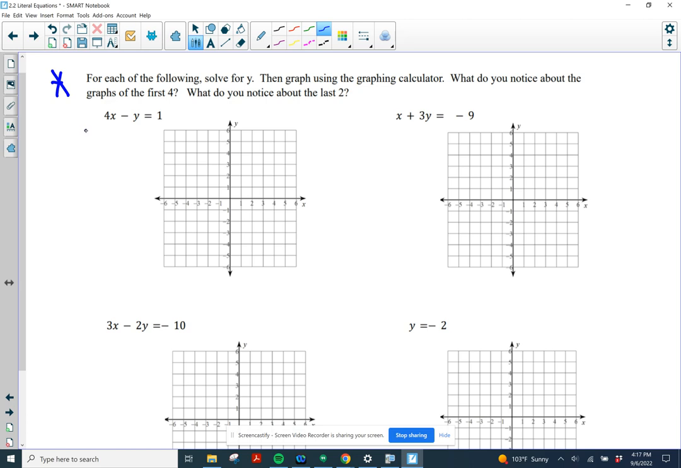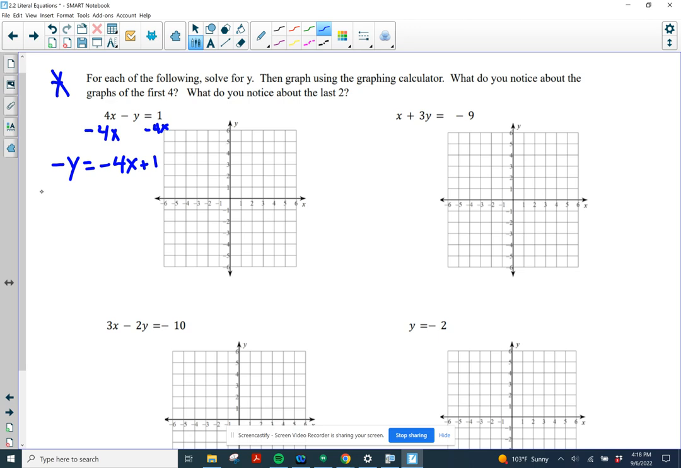So we're going to solve this first equation for y. So we're going to subtract 4x from both sides. We have a negative y equals negative 4x plus 1, and I'm going to leave them in that order. I can't put the 1 and the negative 4x together because they are not alike. Then I'm going to either divide both sides by negative 1 or multiply both sides by negative 1 because it's the same operation.